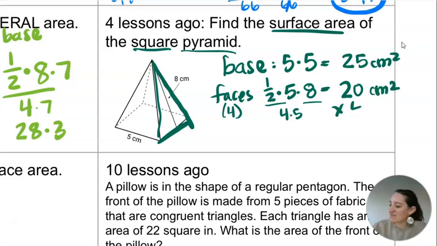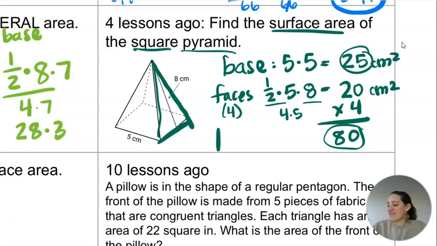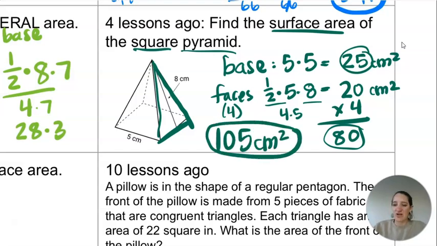And this is where I'm going to times by 4 because there are 4 triangular faces. And the last thing we're going to do is add them up to get 105 centimeters squared.